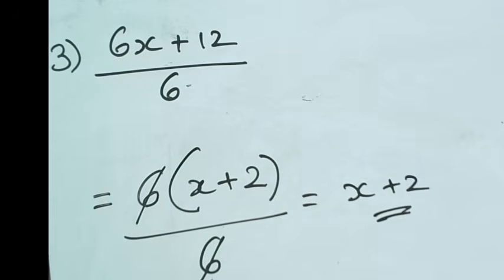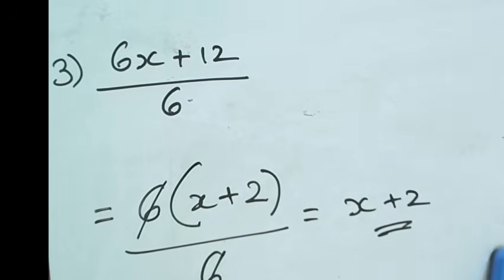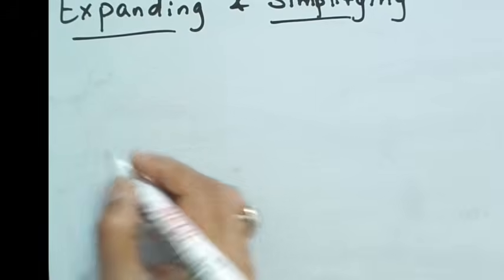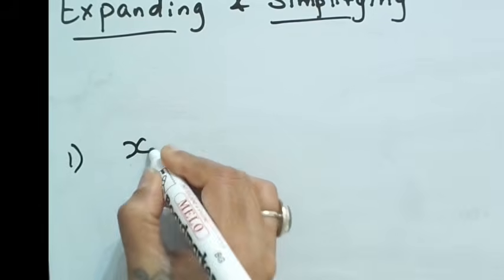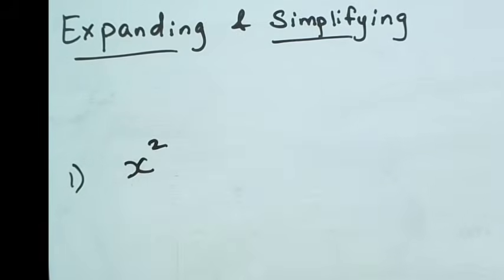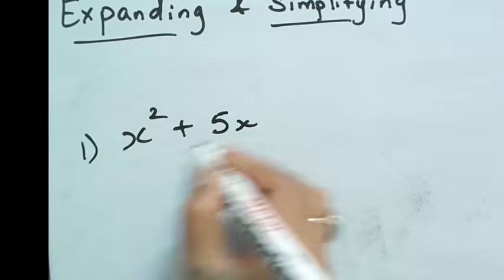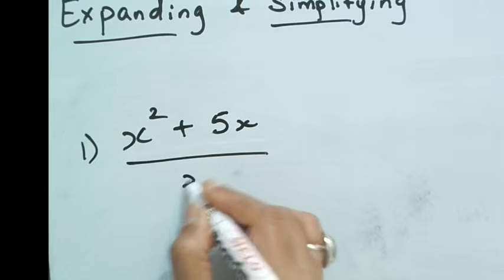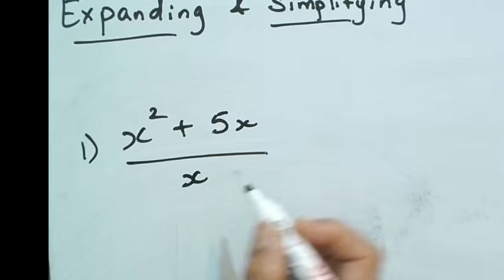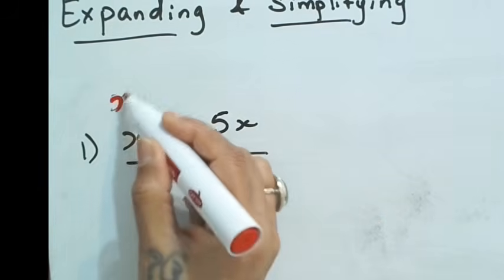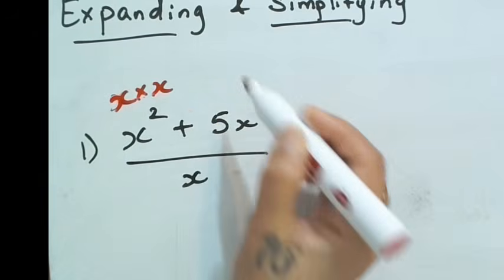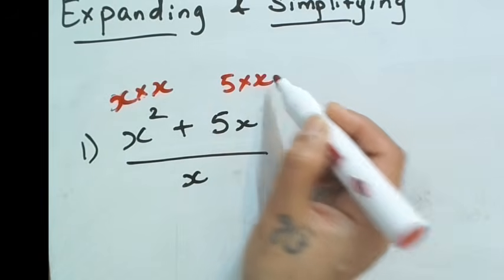Okay. Let us see more now. Harder question, grade 7. Let us see how they can ask in grade 7. X square plus 5x divide by x. Okay. So now you have x times x here, and you have 5 times x here.